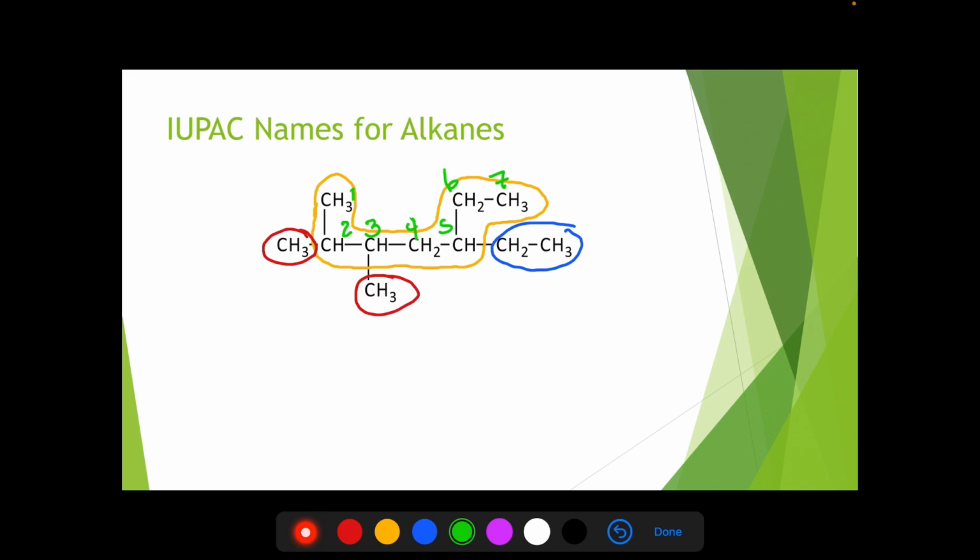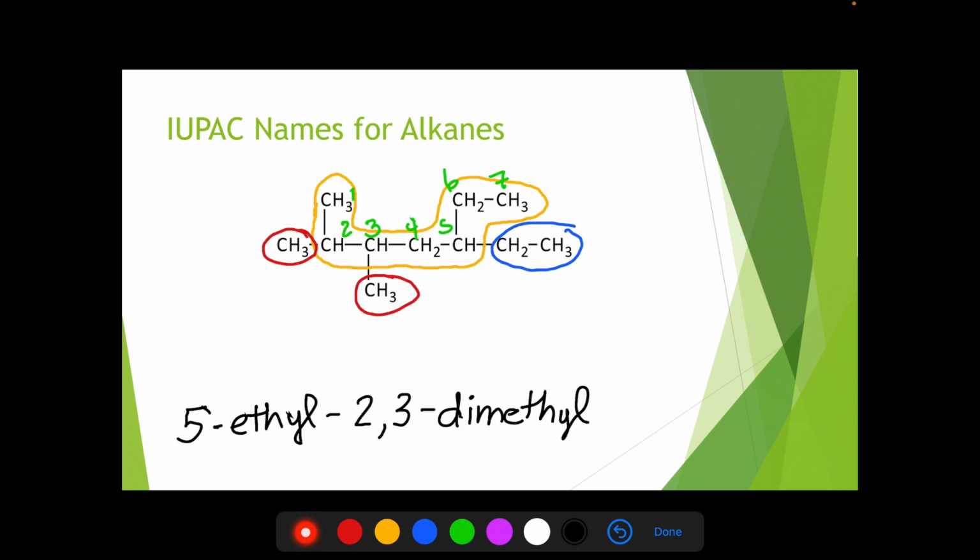Then I'm going to start in alphabetical order. Now you might think that dimethyl comes before ethyl, but you ignore the di in dimethyl. You still think that the ethyl comes before the methyl, which is a little bit confusing. So this is actually named 5-ethyl. And then I have a methyl on 2, 3, dimethyl. And then this entire thing is called, again, a hexane for 6.